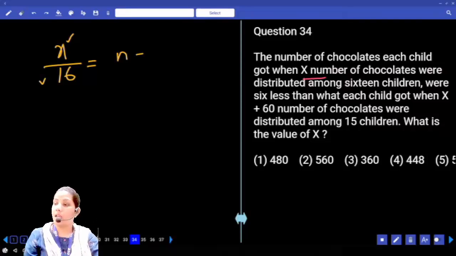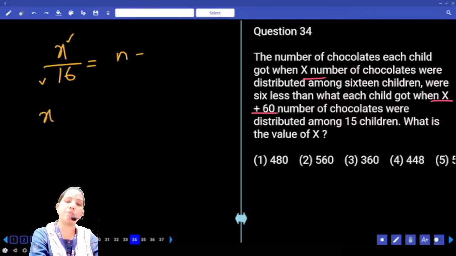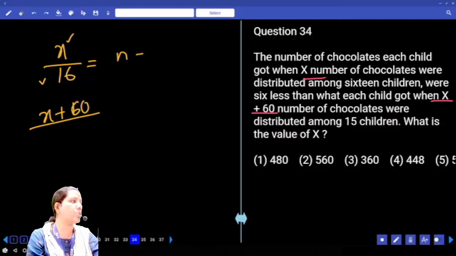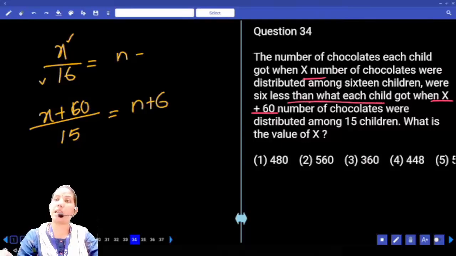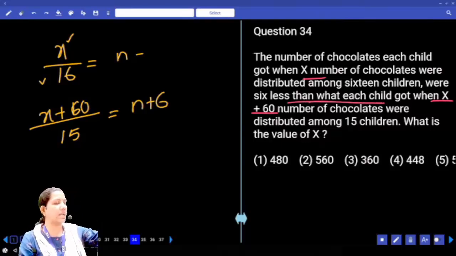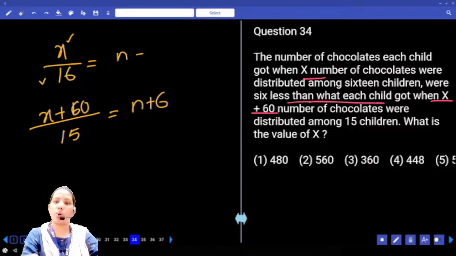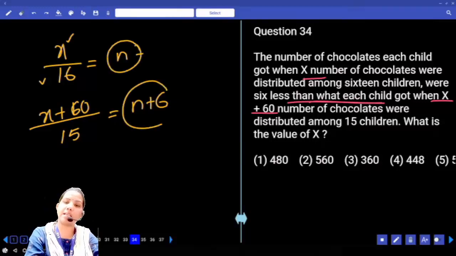And next, if the number of chocolates were 60 more, then the present number of chocolates is X plus 60. And these chocolates were distributed among how many students? 15 students. They got n plus 6 chocolates. The 16 children's share was 6 less than what each child got. So if it is n, then it is n plus 6.